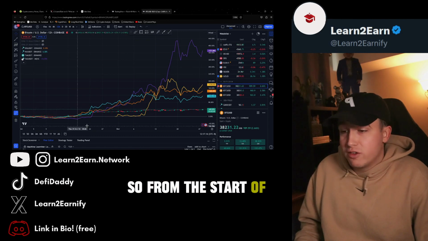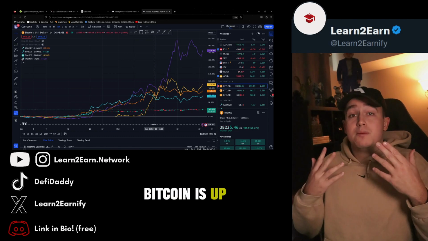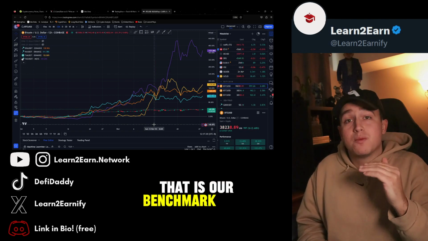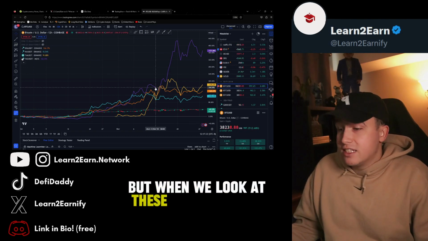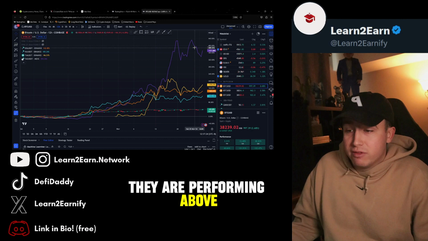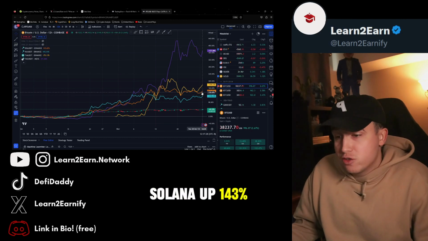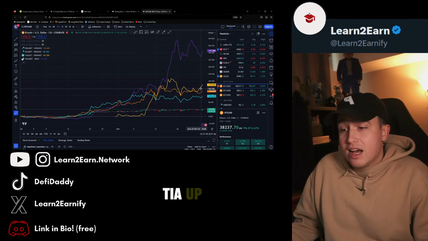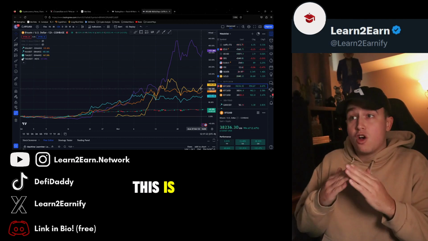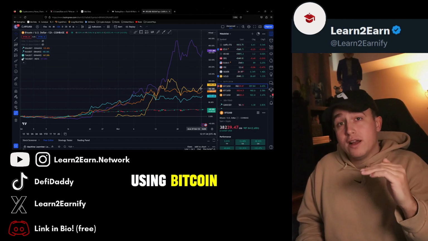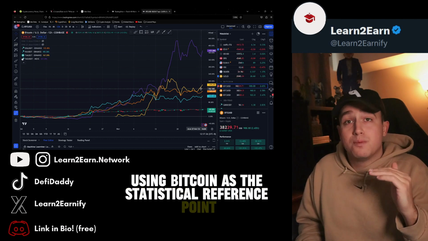So from the start of October until now, Bitcoin is up 40%. That is our benchmark asset. But when we look at these other cryptos, they are performing above. So for example, Injective up 115%, Solana up 143%, TIA up 180%. This is all over the same time frame using Bitcoin as the statistical reference point.